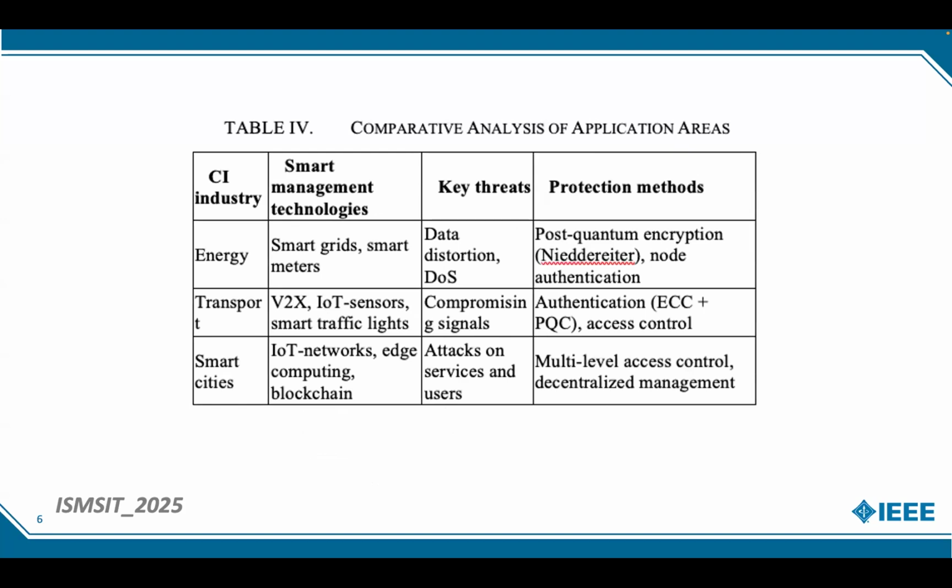The most complex example of the smart technology application in critical infrastructure is a smart city management. It's based on the integration of IoT sensors such as video surveillance, smart lighting, and parking system, edge computing, and cloud platforms.